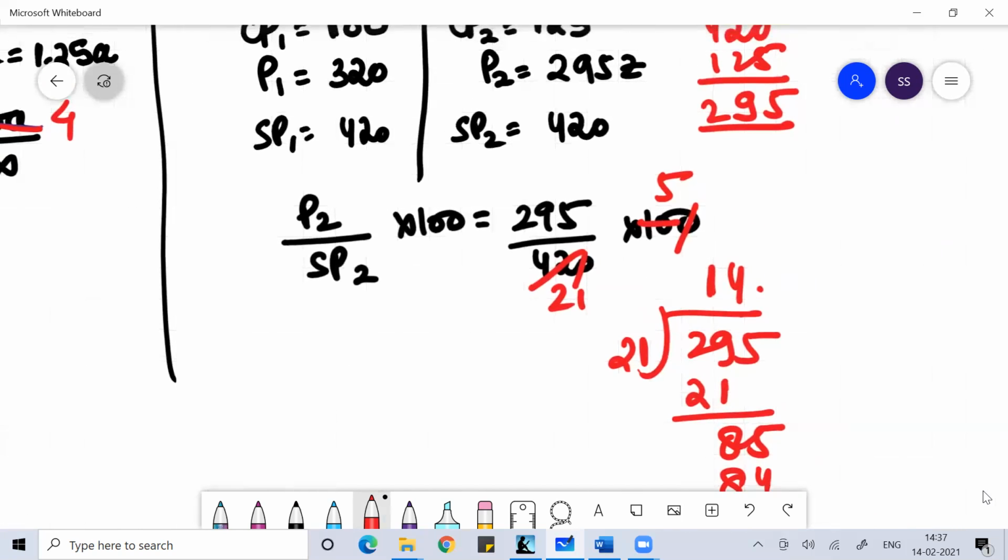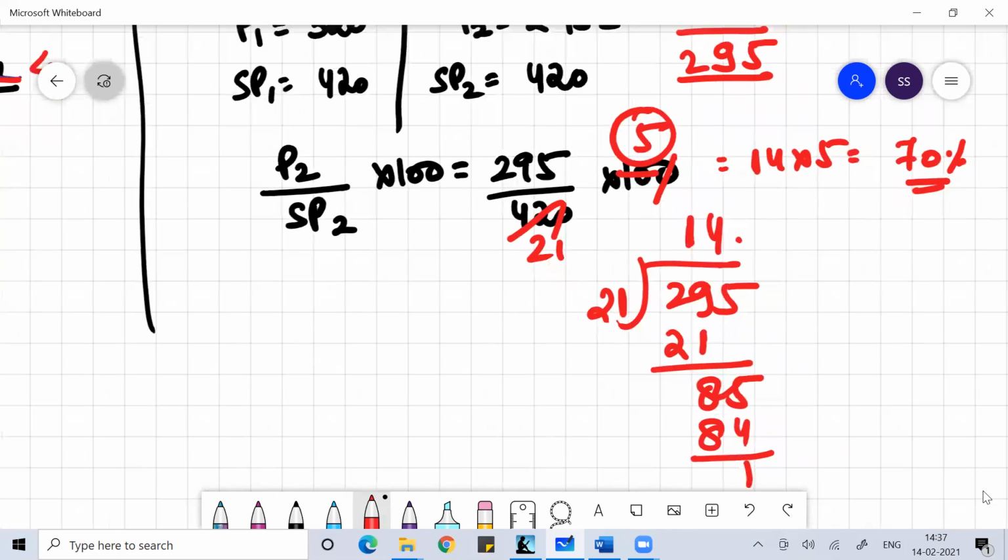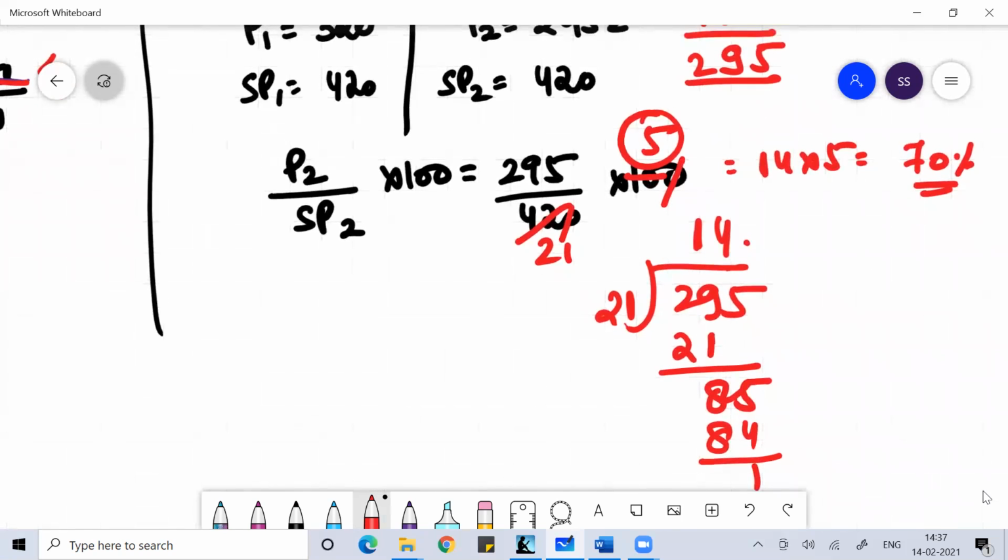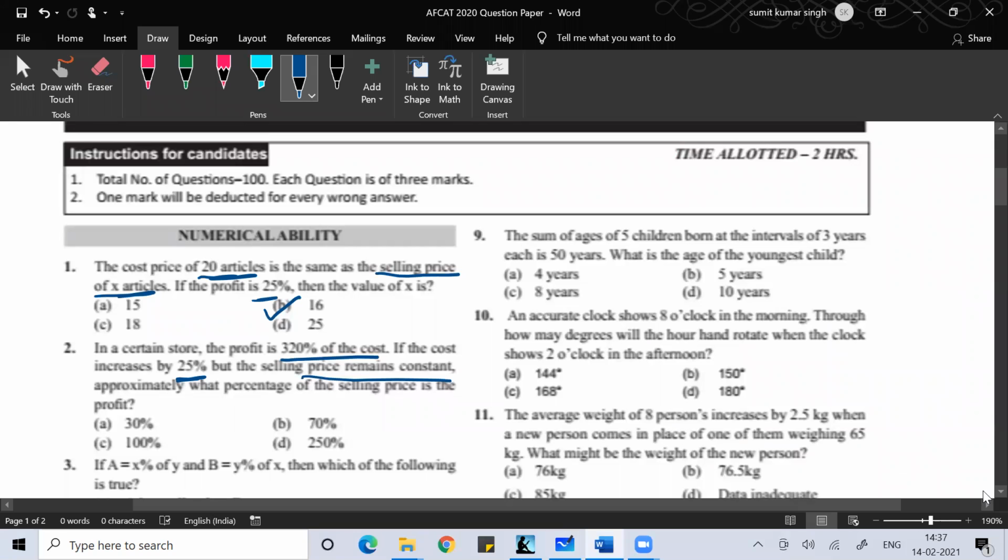Yeah, so you got 14, right? You get here 14 into 5. You get around 70%. 5 was also. So 295 divided by 21, you got approximately 14%, and 14 and 5 was also there. So the answer for this question will be 70%. Clear, everyone? Anyone have any doubt?